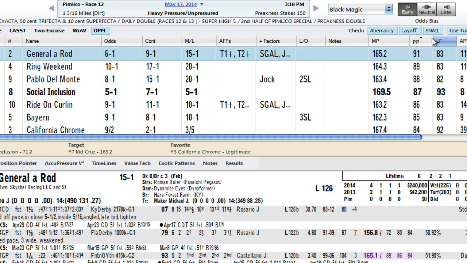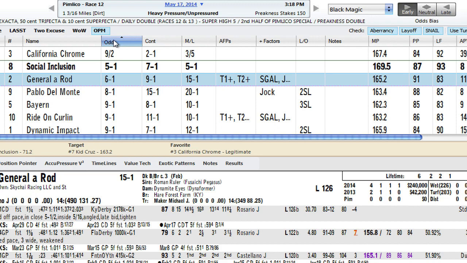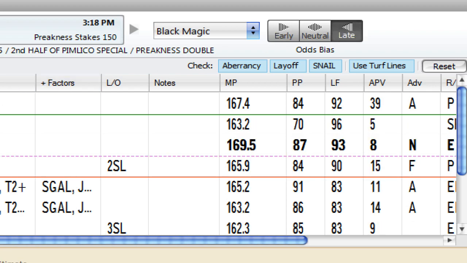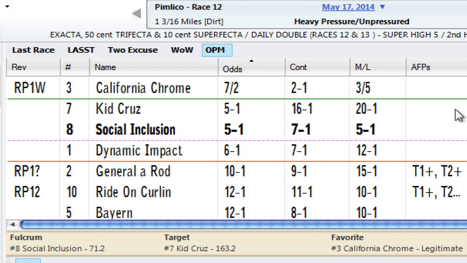One thing that's interesting to me, so these odds are set based on this unpressured, and so the odds bias is set to early. If we say, well, geez, the track seems to, at 1 mile and 3/16, favor late horses, what if we were to set it up as late? We still see Social Inclusion up there. California Chrome, of course. We see Dynamic Impact. But a long shot shows up, and that's the 7, Kid Cruise, which is really interesting.